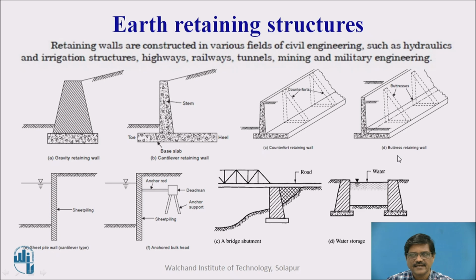Then next is a buttress retaining wall, wherein buttresses are used. Then the sheet pile wall. Then you can see the anchored bulkhead. These kinds of structures are also used to retain the soil mass, and they experience the earth pressure. Then the bridge abutment is another example, wherein at the back side the soil mass will exert a pressure on the abutment, and even in groundwater storage tanks, the pressure is exerted on the retaining structure. So, these are some typical structures used to retain the soil mass.